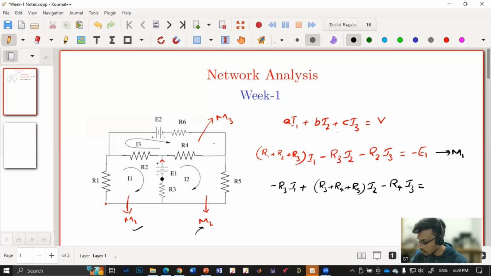And so the only voltage source in this mesh is E1. So the polarity depends upon whether that direction is as if it is supplied by the source or whether it is taking the current. So whether E1 is supplying or taking the current. Supplying. So it will be plus E1. And this is mesh 2, M2.